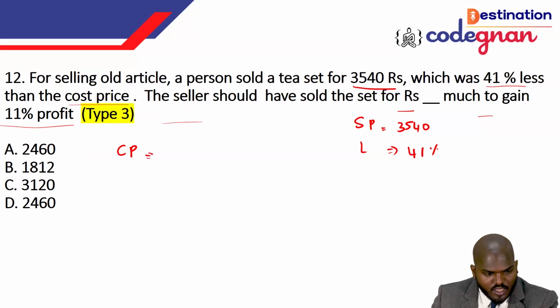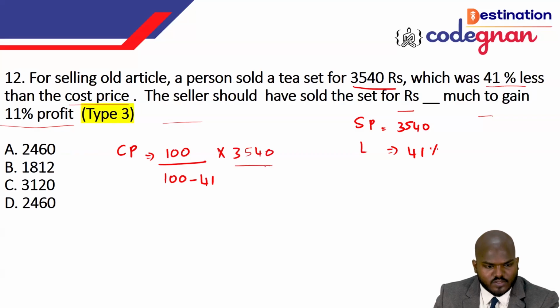Okay, so what I can say is that the cost price equals 100 by 100 minus 41 times 3540. What is the formula which is coming here in this place? So this is the 100.